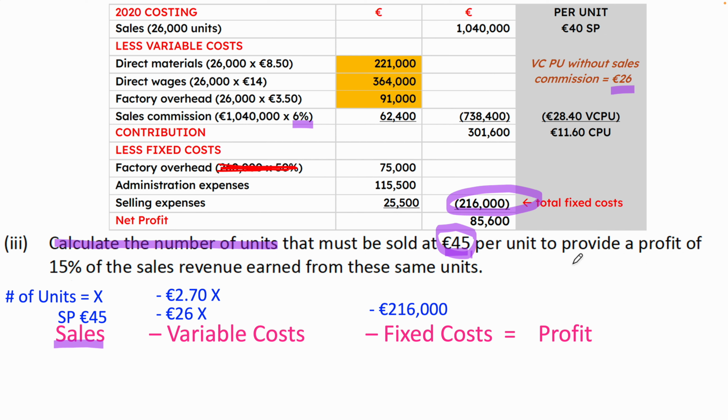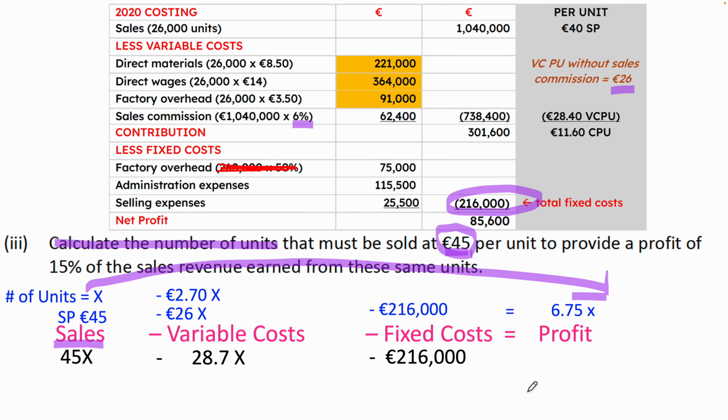Okay, and now they want to get a profit of 15% of the sales revenue earned from these same units. And what units? It's the 45 multiplied by the X. So we have to find out what's 45 multiplied by X, and 45 by 15% is 6.75X. So that's the profit that they want to earn. They want to earn 15% of that sales revenue, so 6.75X. So if we multiply it all out, then we're going to have 45X minus 28.7X minus 216,000 is equal to 6.75X.